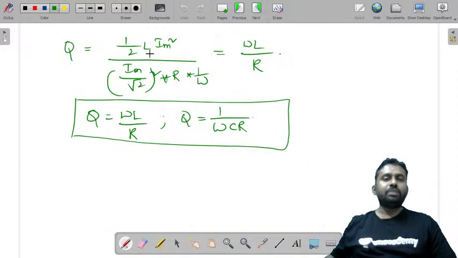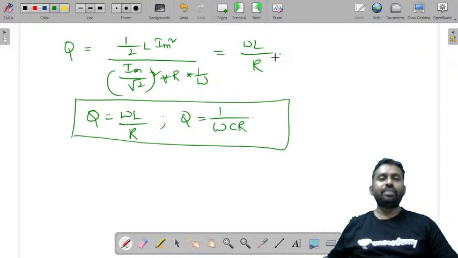So with this, if you substitute half L I square and Im by root 2 whole square into R into 1 by omega, and cancel out these, you'll get omega L by R.